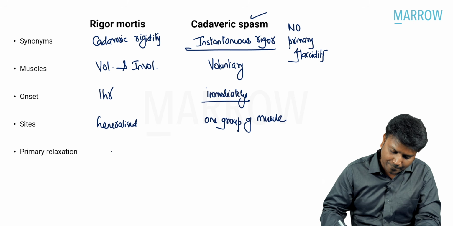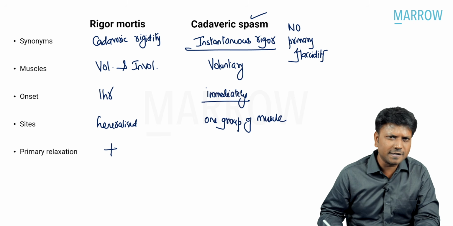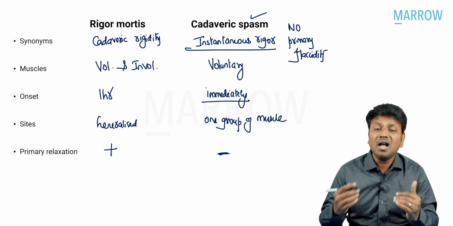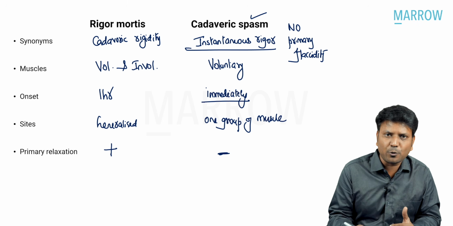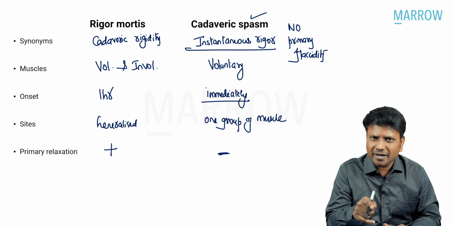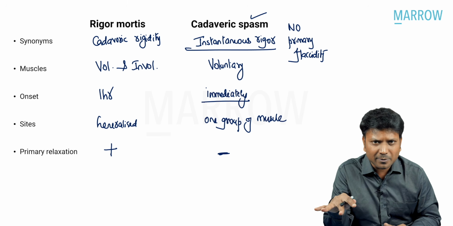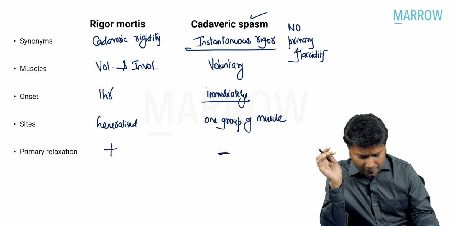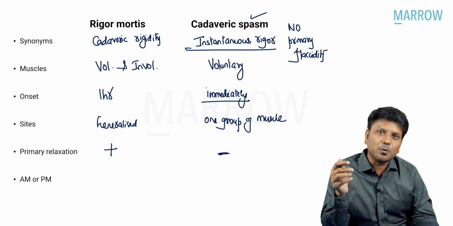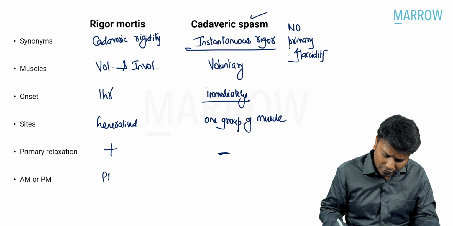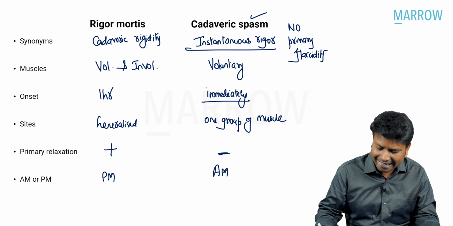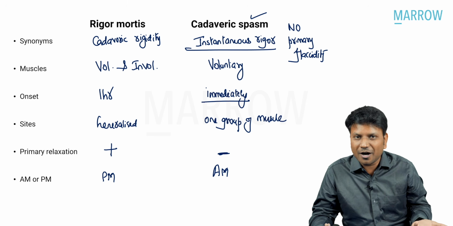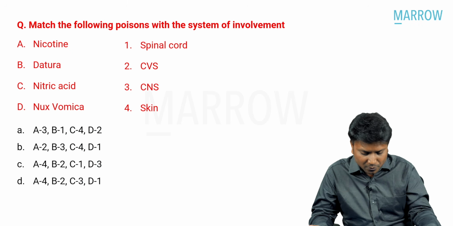In rigor mortis, you will be able to see the primary flaccidity, whereas in cadaveric spasm there is no primary flaccidity. That itself may be given as a key point in the question. When you see stiffening of the muscle without any primary relaxation, you can always think of cadaveric spasm. Remember, that is very important. Rigor mortis is a postmortem phenomenon, whereas cadaveric spasm is an antemortem phenomenon. It is always antemortem only. You cannot produce it artificially.